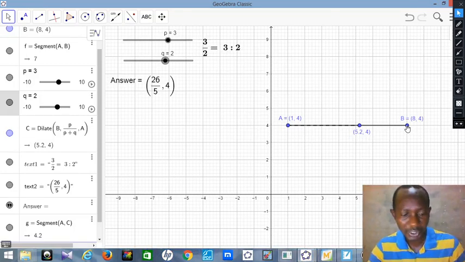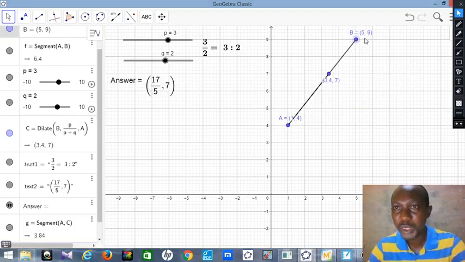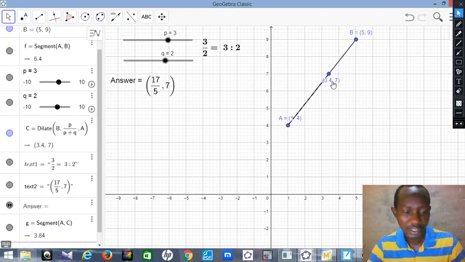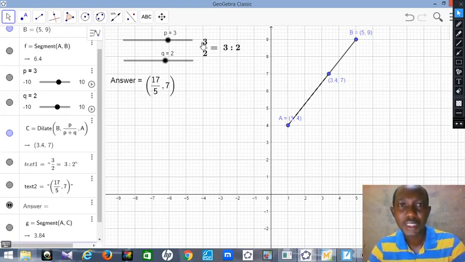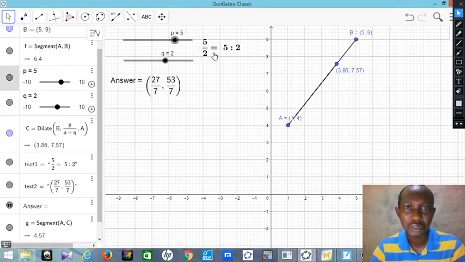The point can be changed. They can change it to anywhere. B can be placed here. 5 and 9, these are the coordinates of point B. You see, this is the ratio 3 ratio 2. I can change the ratio. It can be 5 ratio 2. You can see it, 5 ratio 2.